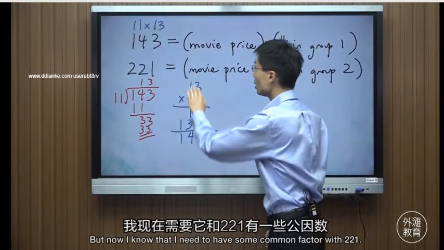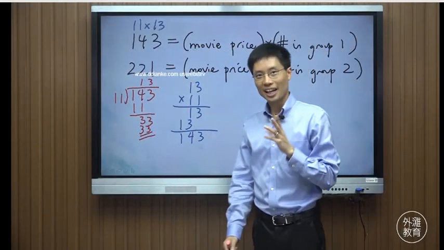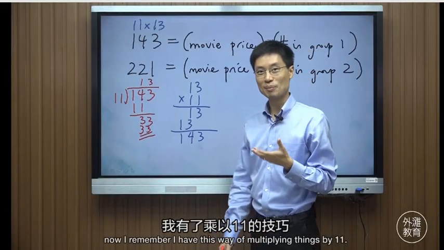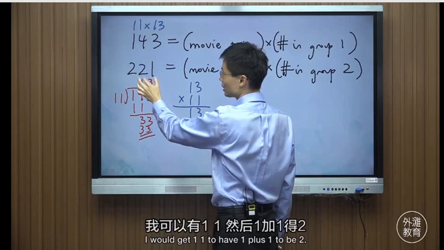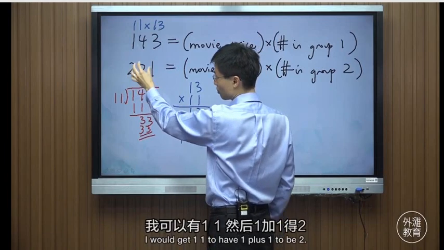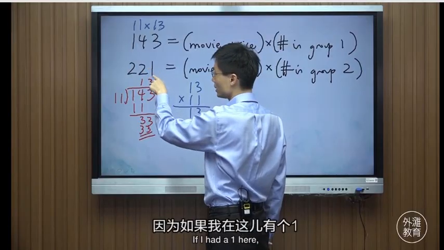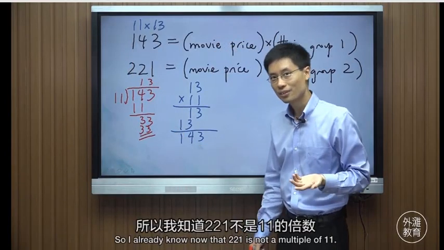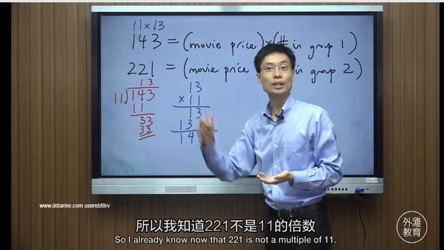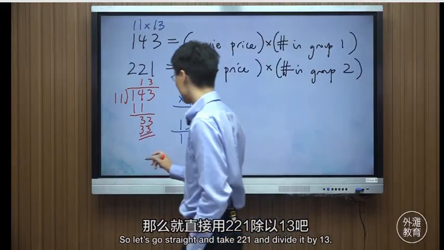Okay, but now I know that I need to have some common factor with 221. At that point, now I remember I have this way of multiplying things by 11. How could I make 221? I would get 1 to have 1 plus 1 to be 2. So that wouldn't work very well. If I have a 1 here, the only way I can put a 2 there is if this was also a 1. So I already know now that 221 is not a multiple of 11. So let's go straight and take 221 and divide it by 13.